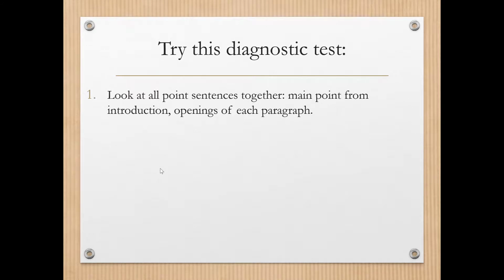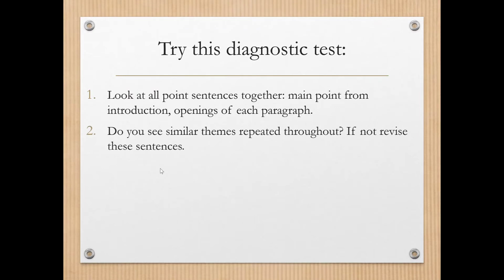First of all, look at all the point sentences together. So you've written some prose, you've written down a passage. Look at all the point sentences together. That's the main point from the introduction, and likely the opening for each paragraph that follows. Do you see similar themes repeated throughout? That's what we're looking for here. If you don't see similar themes in these point sentences, revise these sentences. Focus on the opening sentences of those paragraphs.